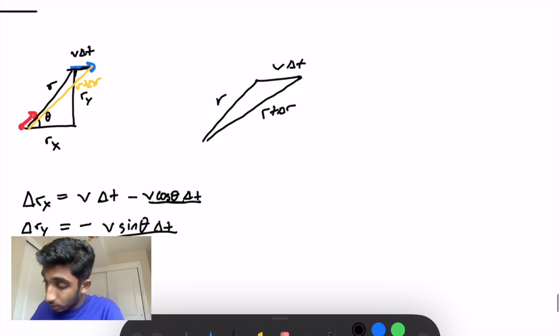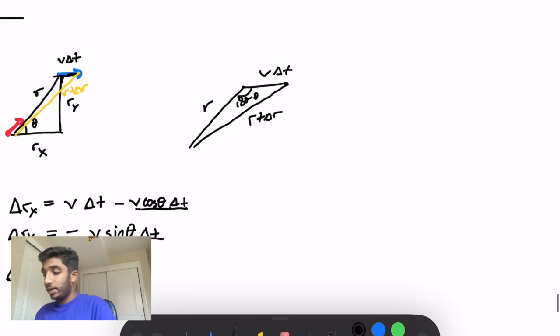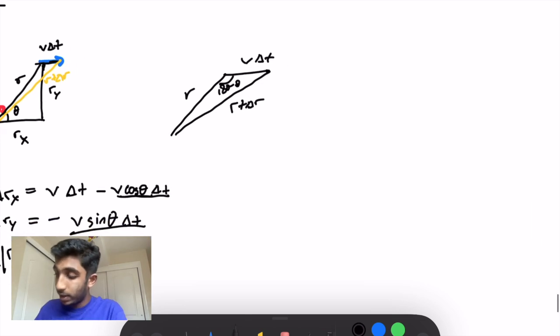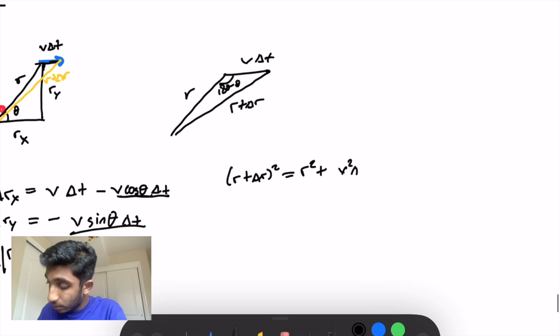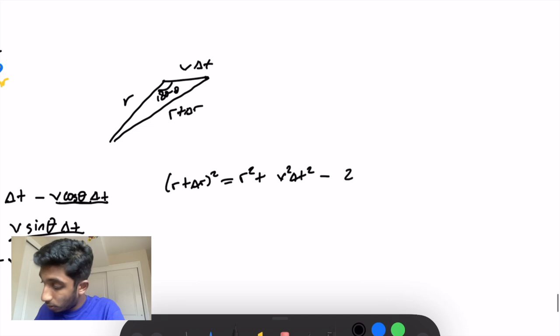So this angle is 180 minus theta. And now, using the law of cosines, we find that r plus delta r squared will be equal to r squared plus v squared delta t squared minus 2r v delta t cosine of 180 minus theta.